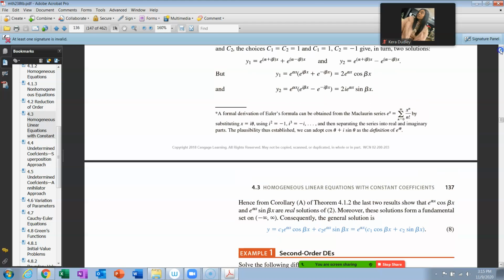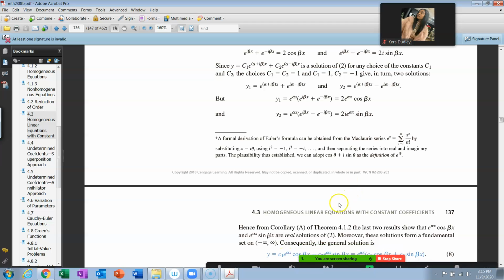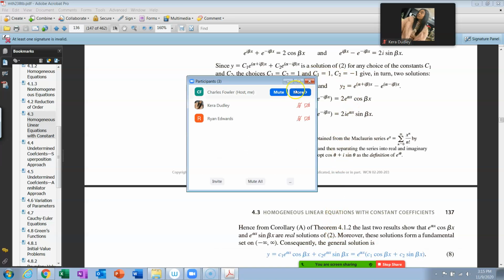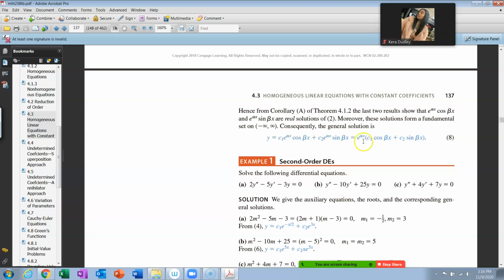Okay. Here's the bottom line. When you have a form that's like this, you have y is equal to c1 e to the alpha x, alpha is a real number, times cosine beta x plus c2 e to the alpha x times sine beta x. Both alpha and beta are real numbers. And you can factor out the e to the alpha x, and you get e to the alpha x times c1 cosine beta x plus c2 sine beta x. Okay, that's what you come down to.